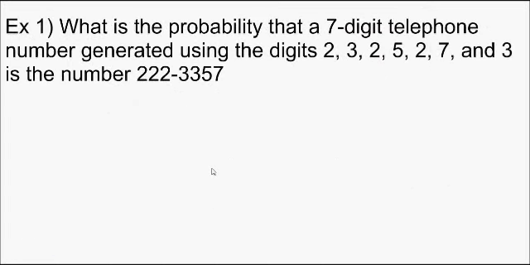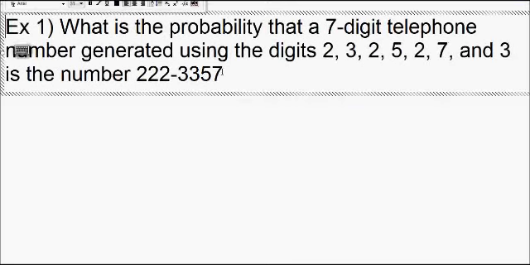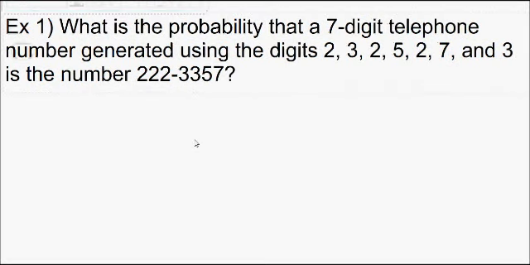Example 1. What is the probability that a 7-digit telephone number generated using the digits 2, 3, 2, 5, 2, 7, and 3 is the number 222-33-57? So what is the probability that this will happen? Let's look at the set of numbers that we're choosing from and count how many we have. We have 1, 2, 3, 4, 5, 6, 7 objects. That means my n is 7.